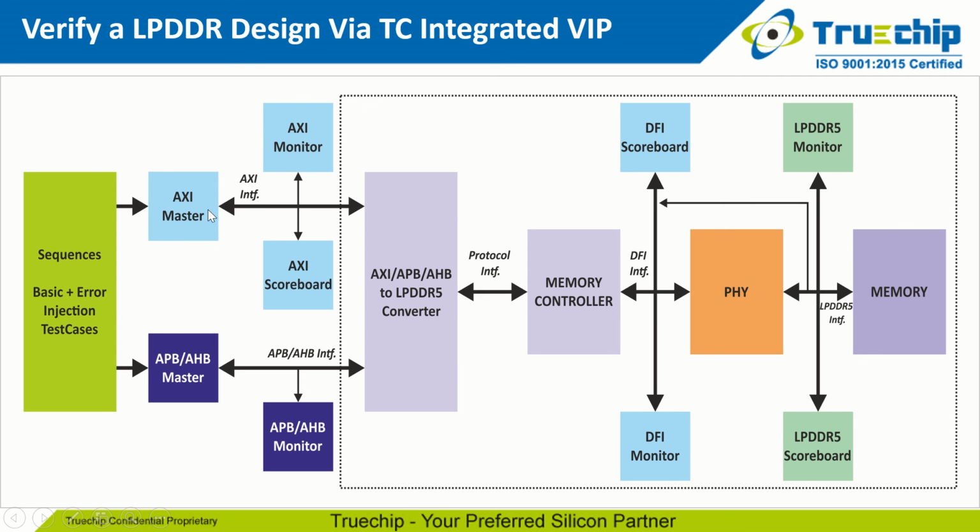From these masters, transactions are transmitted further to the AXI APB AHB converters via the AXI interface and AHB APB interface, depending upon the signals. The AXI interface is also connected to two components. The first one is the AXI monitor, which works as a protocol checker and shoots an error in case of protocol violation. The second one is the AXI scoreboard, which is used to check the integrity in case of writing and reading. Along with that, the APB interface is also connected to the APB monitor, which works as a protocol checker and shoots an error in case of protocol violation.